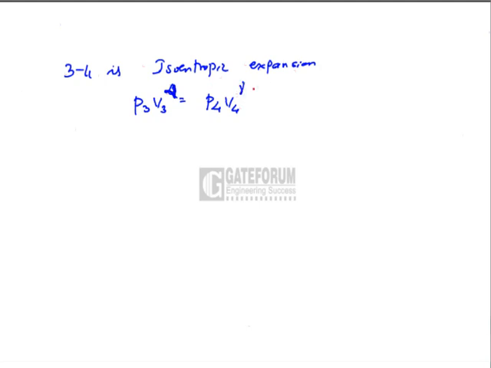Now, the P4 and T4 are to be calculated at state 4. 3 to 4 is isentropic expansion. That is P3 V3 to the power of gamma is equal to P4 V4 to the power of gamma.